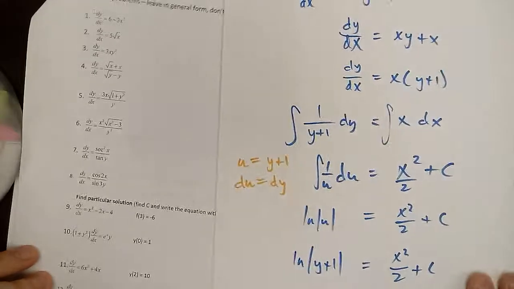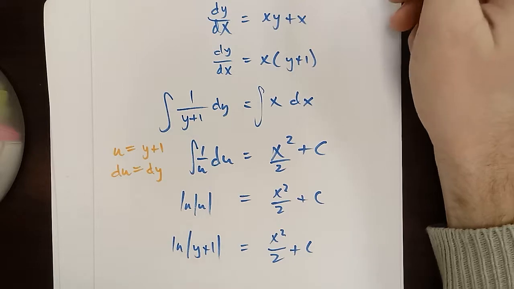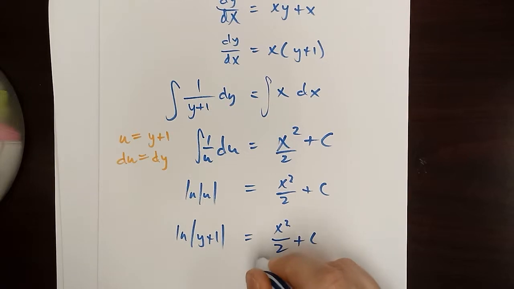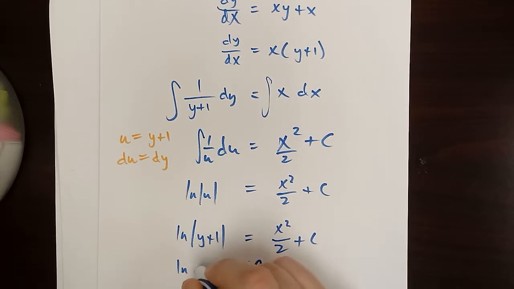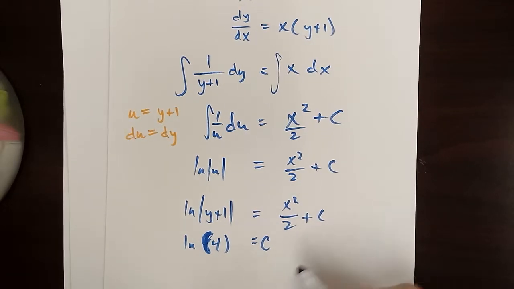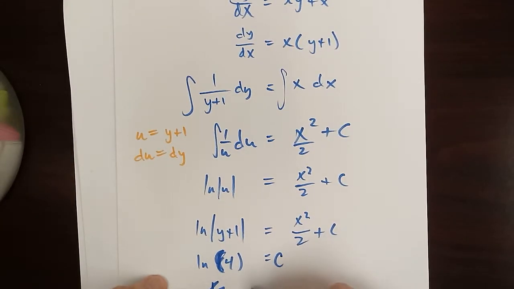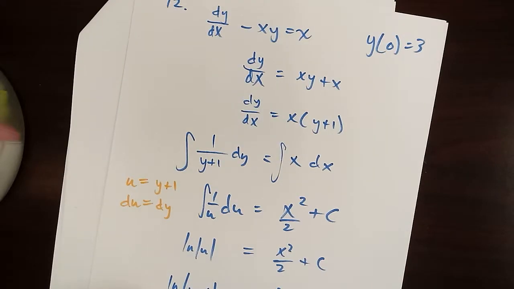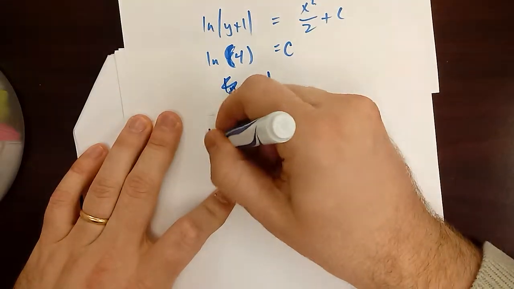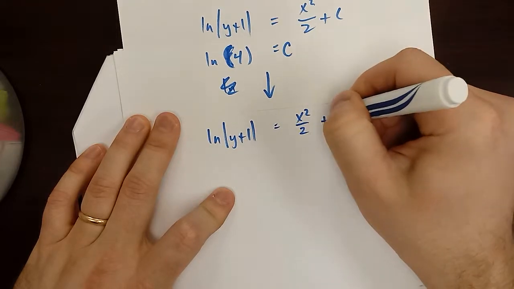And then y of 0, oh, thank you, is equal to 3. Wait, that's terrible. y of 0 is 3, so I plug in 0 for x, I get c by itself over here, and then I get the natural log of 4. Oh, I don't need absolute values, it's a positive. So c is ln of 4. Let's keep moving. So we get ln of y plus 1 is equal to x squared over 2 plus the natural log of 4.